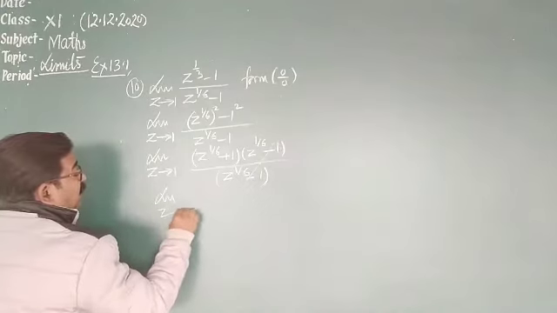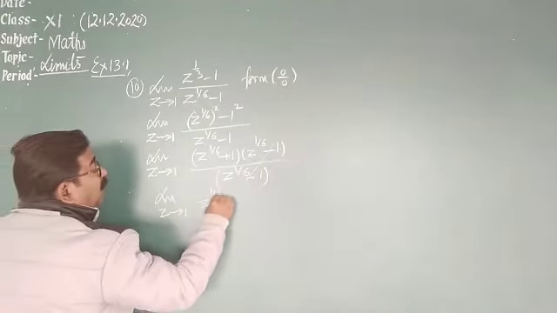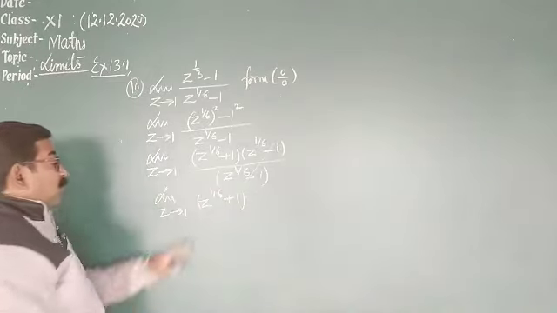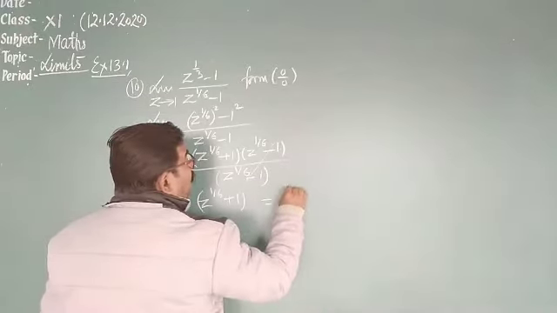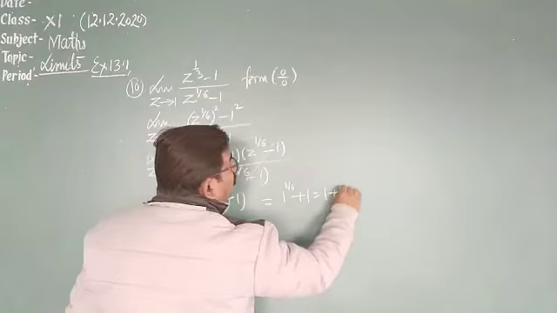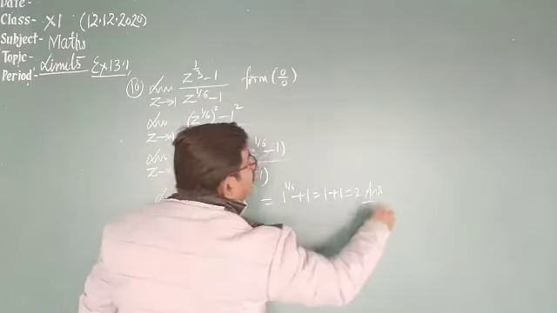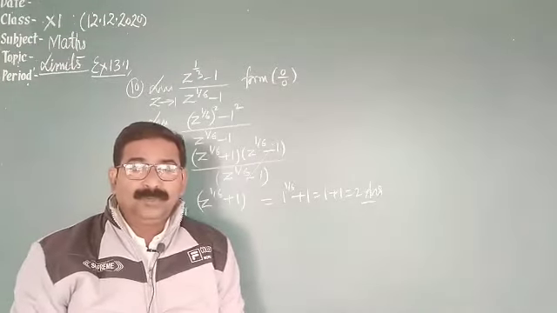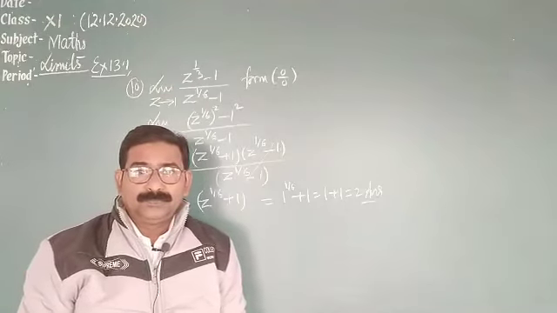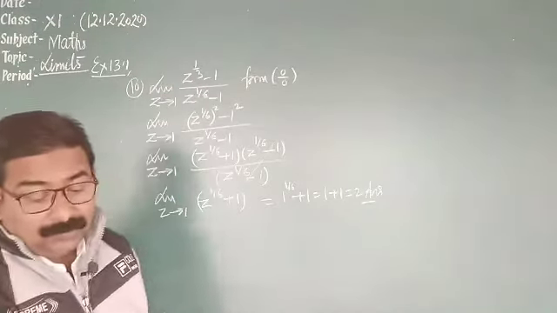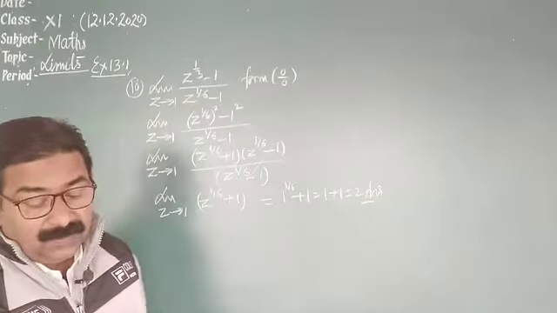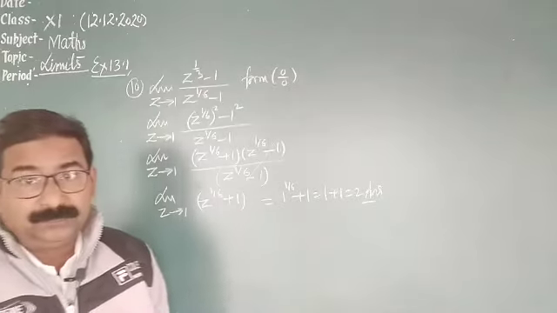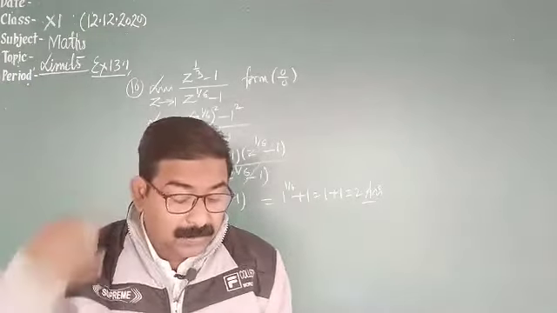Limit z tends to 1, we have z to the power 1 upon 6 plus 1. Now put the value. So this becomes 1 to the power 1 upon 6 plus 1. This is 1 plus 1 is equal to 2, the answer. Got it? This is how we can solve this question. Now question number 11 is a direct question. Simply you have to put x is equal to 1 and you can get the answer. So you will try this question number 11 yourself.